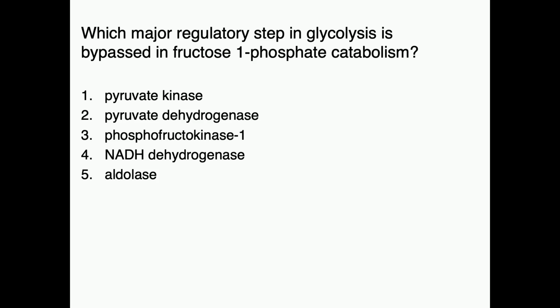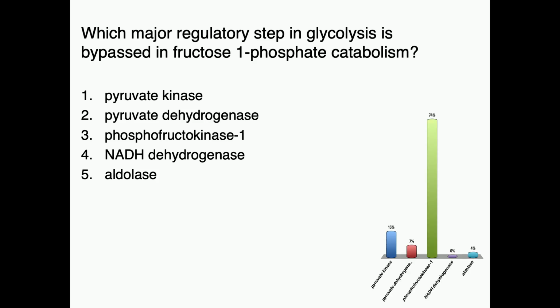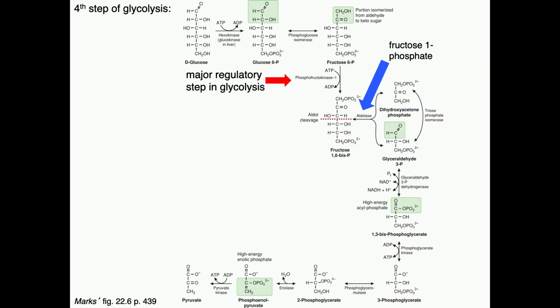Okay, so PFK1 is the major regulatory step in glycolysis, and we have fructose entering into glycolysis at the aldolase step. So essentially, we're independent of that important PFK1 regulatory step. And that allows the products of the aldolase reaction to go in either direction depending on the energy context and the hormonal context of the cell.